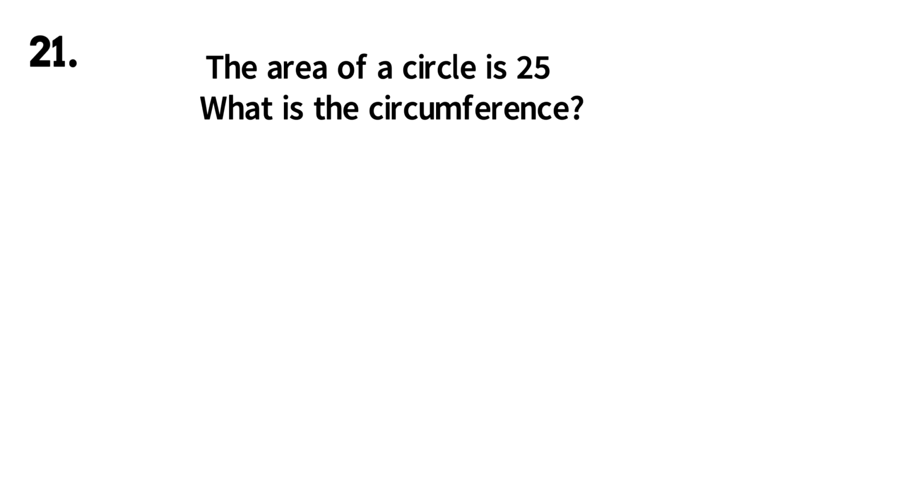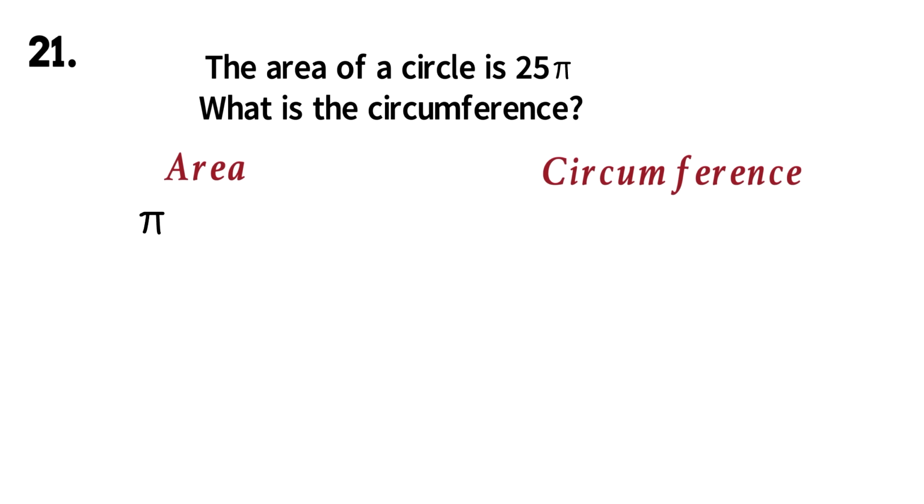The area of a circle is 25 pi. What is the circumference? This is also another common question. Here, you are given either the perimeter and asked to find the area or vice versa. The most important thing here is knowing or remembering how to use the formula for area and the formula for circumference. The formula for the area of a circle is pi r squared.